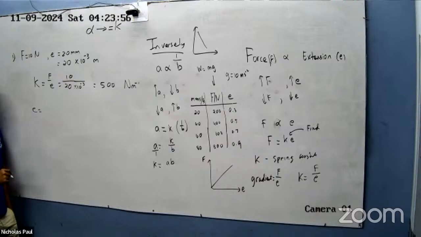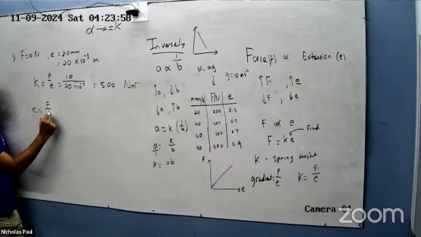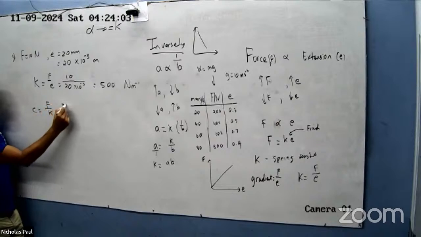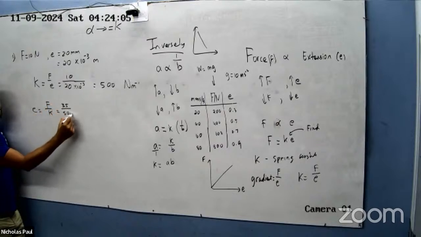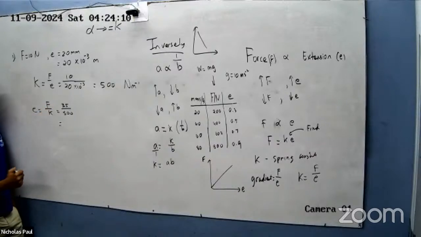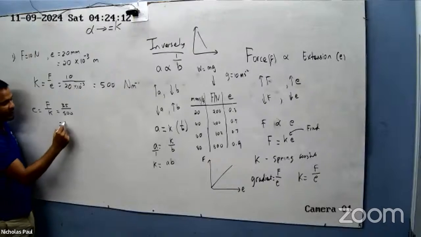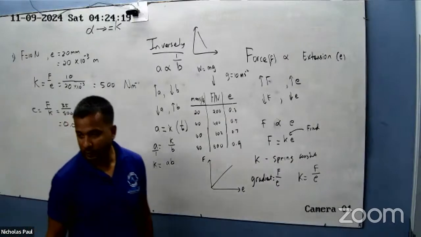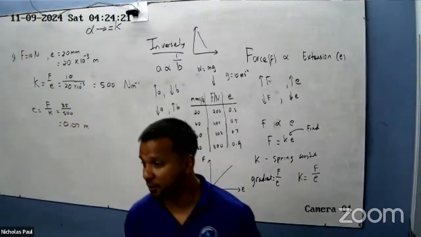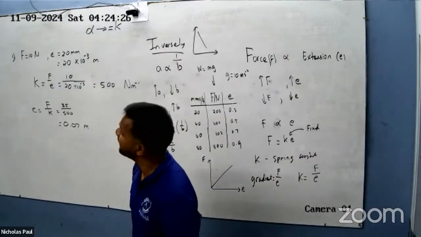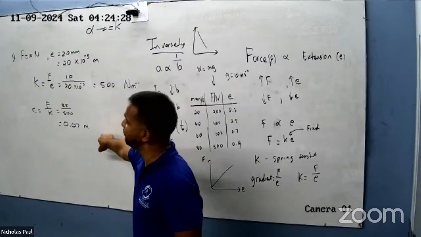So F over K. Right, the K here carries across. And the F is what? F is 35, right? And K is 500. How much is that? 0.07. What's the SI unit? Meter. Right? Are you okay with that? Yeah, let's go again. Next one. Right? The extension is in meters, right? Not Newton meters.